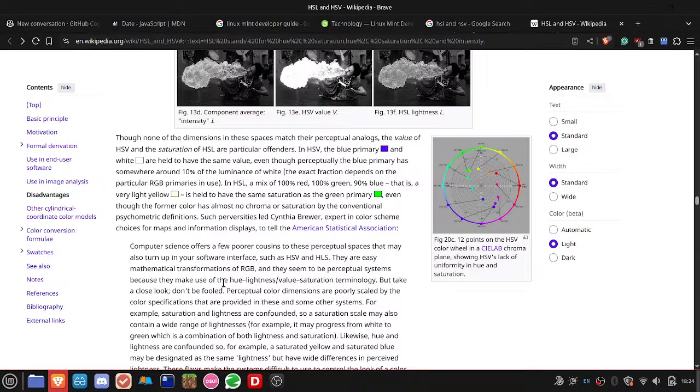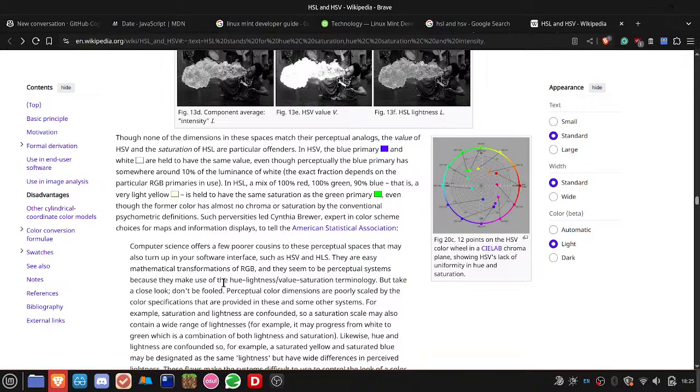Computer science offers a few poorer cousins to these perceptual spaces that may also turn up in your software interface, such as HSV and HLS. They are easy mathematical transformations of RGB and they seem to be perceptual systems because they make use of the hue, lightness, value, saturation terminology. But take a close look, don't be fooled. Perceptual color dimensions are poorly described by the color specifications that are provided in these and some other systems.